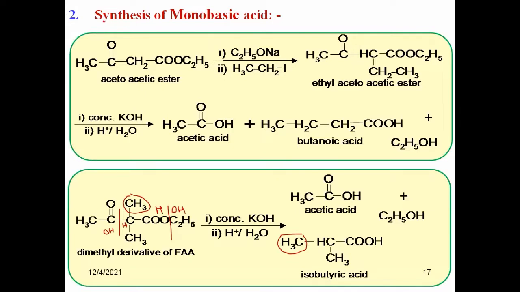While in the case of तीसरा आहे example, in the case of ethyl derivative, we get mixture of acetic acid and butanoic acid. While fourth example, in the case of dimethyl derivative, we get the mixture of acetic acid and isobutyric acid. Okay, this is interesting reaction. Okay, this is just about the synthesis of monobasic acid.